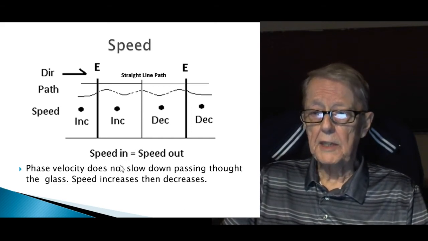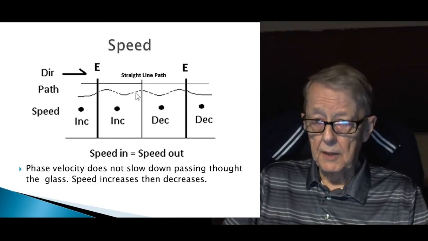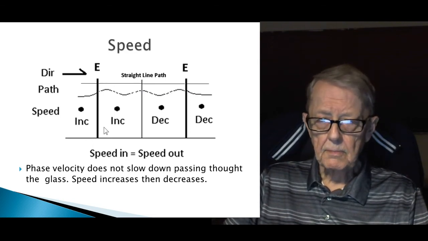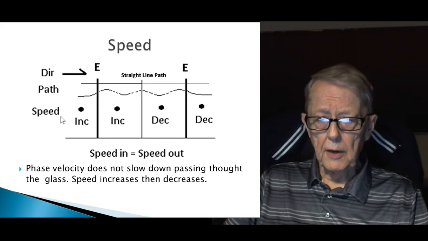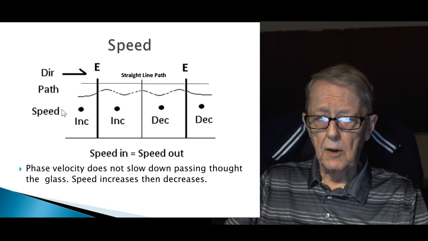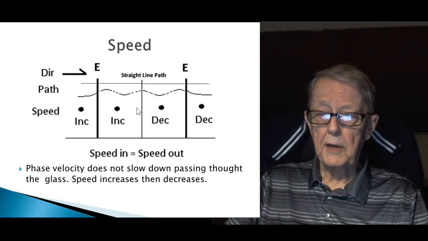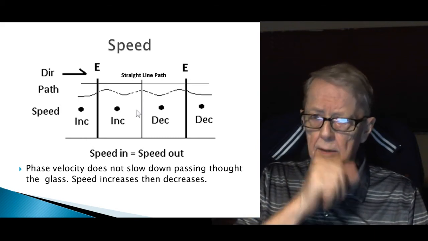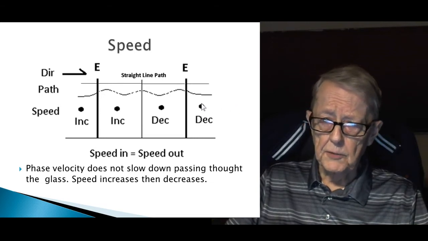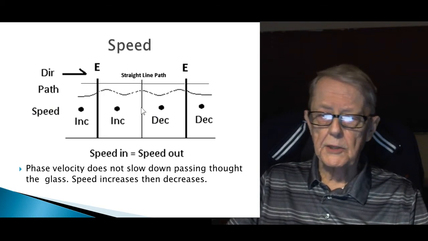So the phase velocity does not slow down passing through the glass, in my opinion, because of the distance it travels. Further, as I showed, there's a vector of the force that causes the particle to accelerate going in, and it continues to accelerate until this point in the middle, where the force vector this way and the force vector this way match, and there is no acceleration.